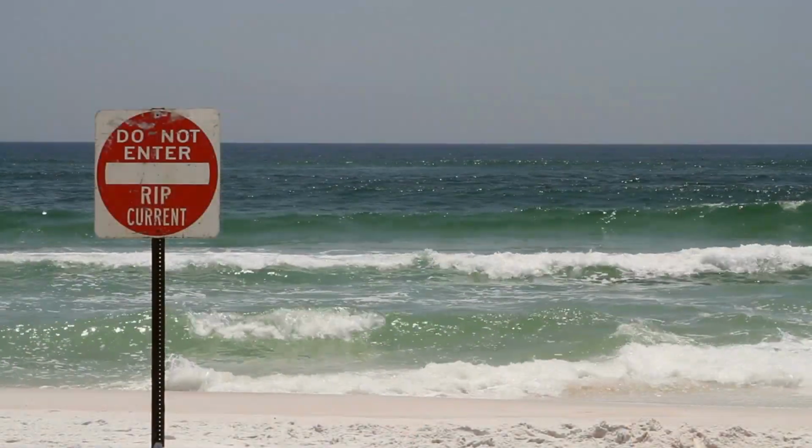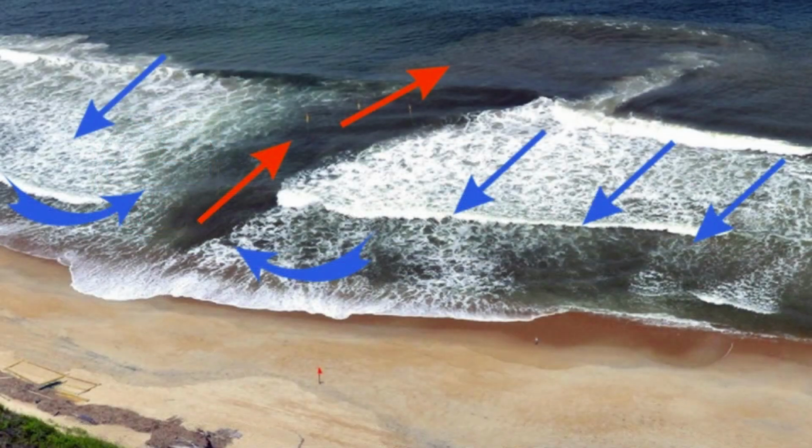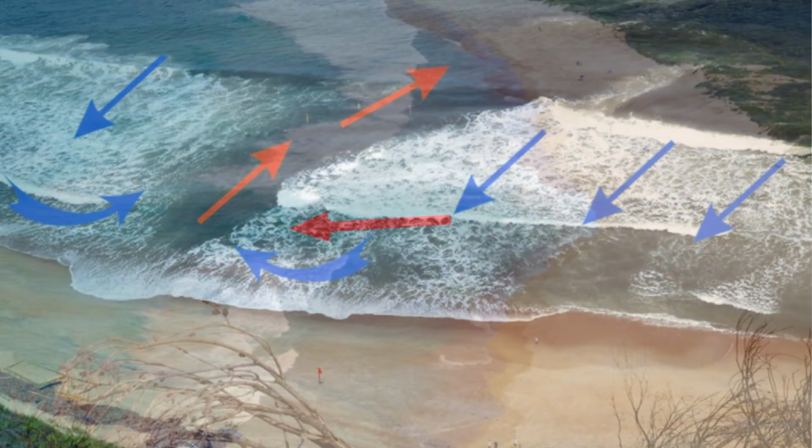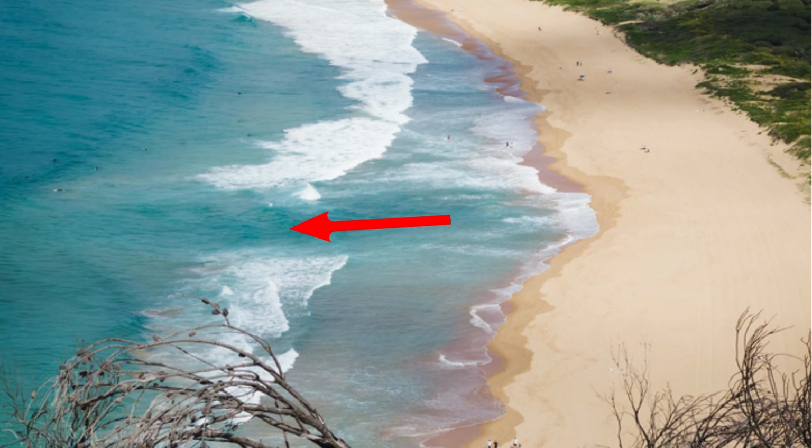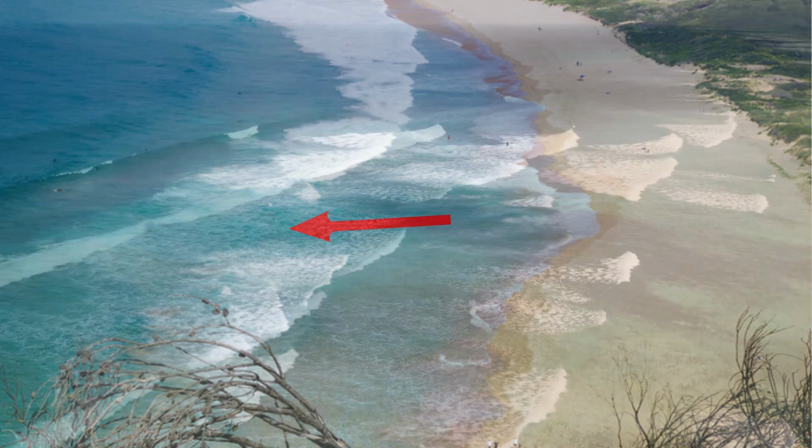A rip current is a strong, localized, and narrow current of water that moves directly away from the shore by cutting through the lines of breaking waves, and is strongest and fastest next to the surface of the water, moving at up to 8 feet per second.